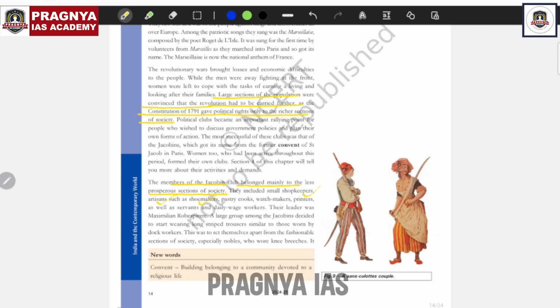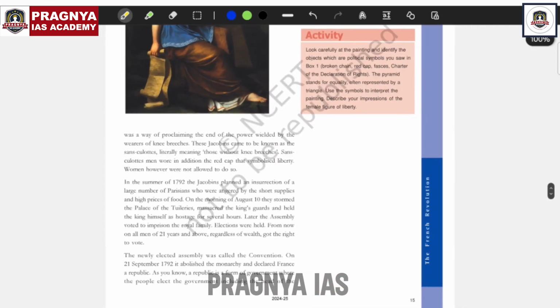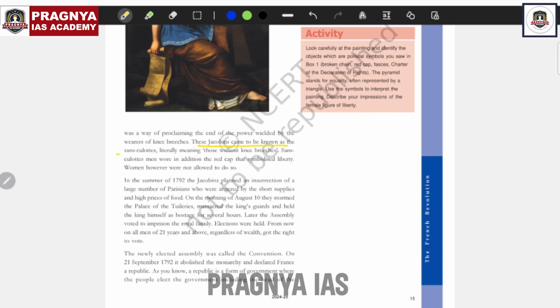A large group among the Jacobins decided to start wearing long striped trousers similar to those worn by dock workers. These Jacobins came to be known as the Sans-culottes, literally meaning those without knee breeches. In the summer of 1792, the Jacobins planned an insurrection of a large number of people who were angered by the short supplies and high prices of food.